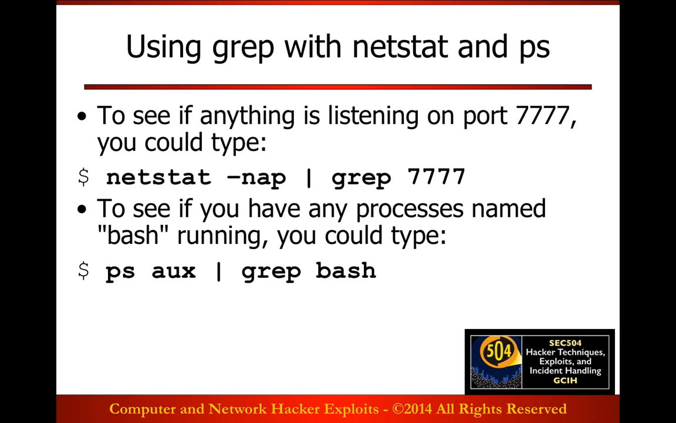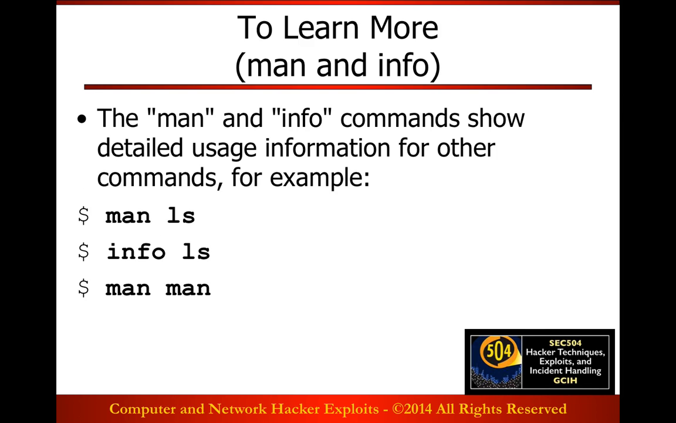So if I wanted to find all of the listening ports on port 7777, I could do netstat -nap. I can pipe that through grep, and then I can pull out anything that has 777 in it, or I can find any bash programs that are running.